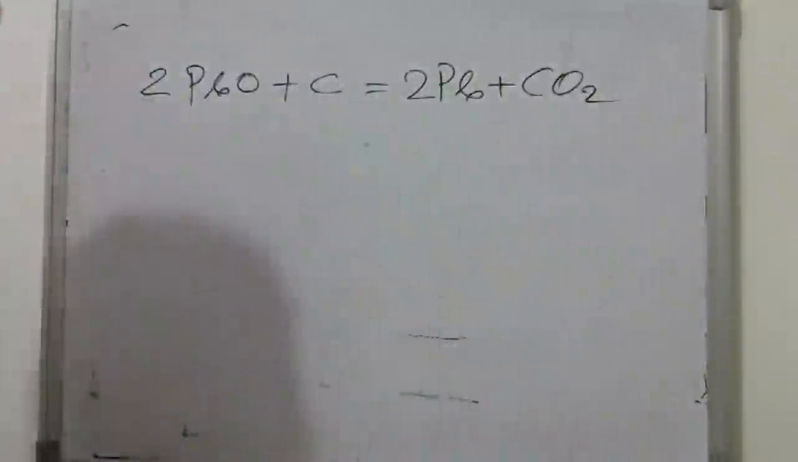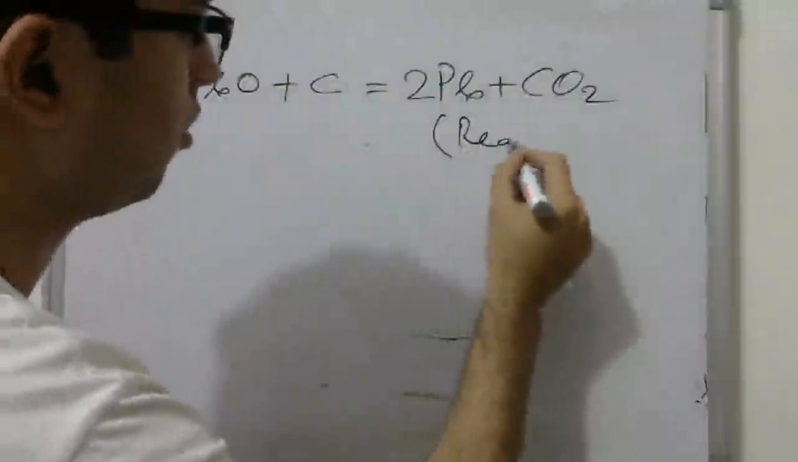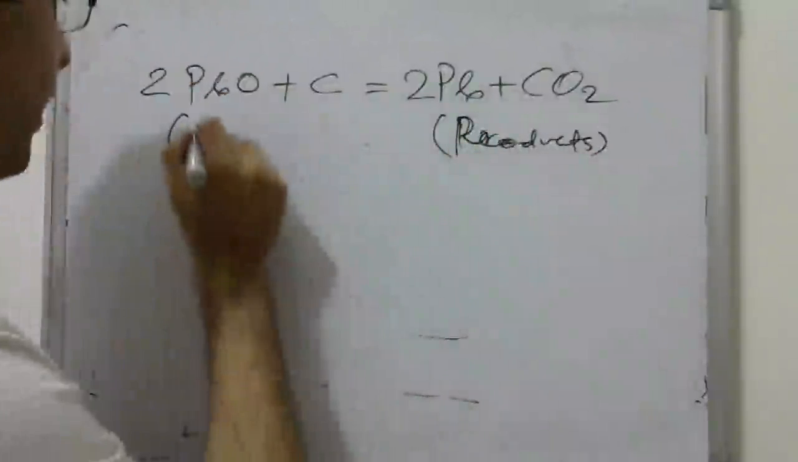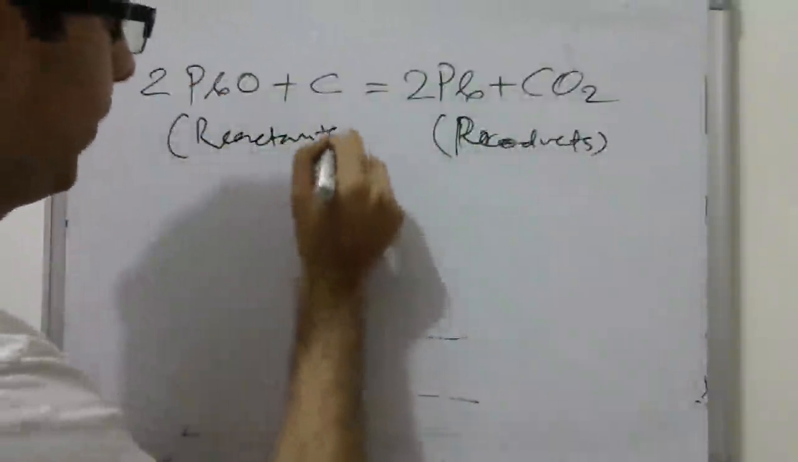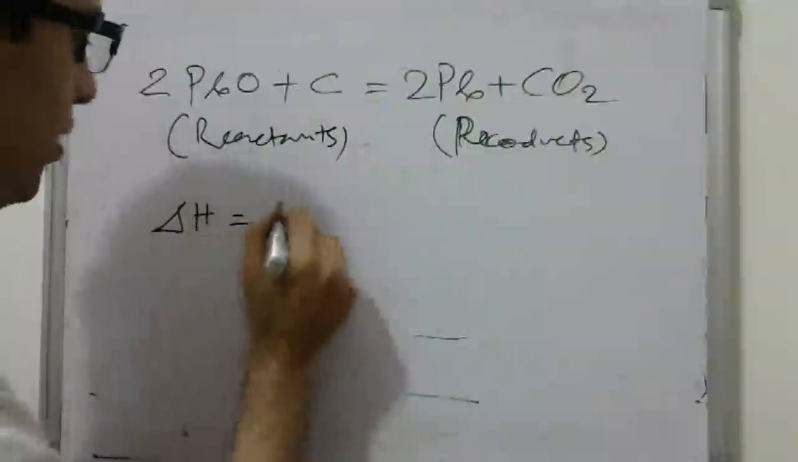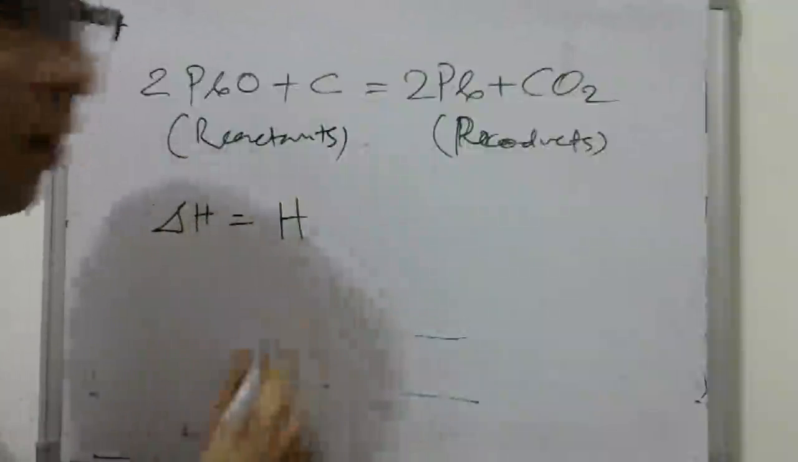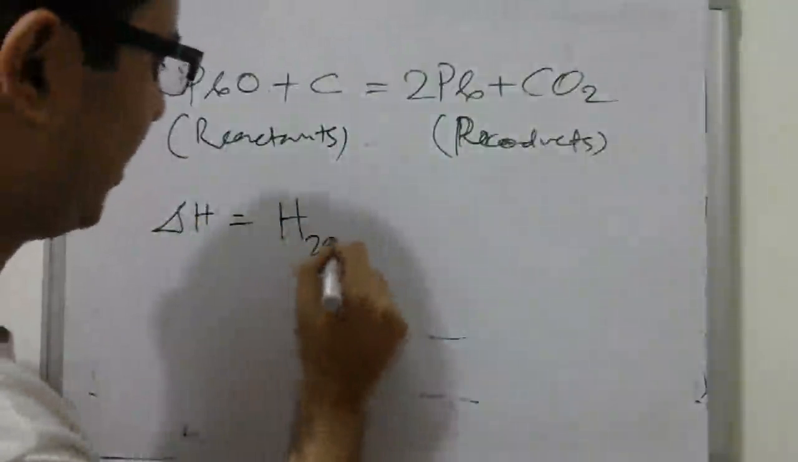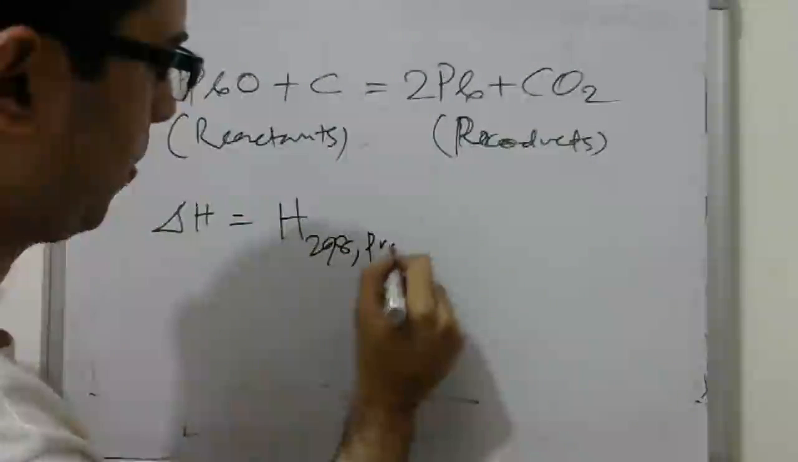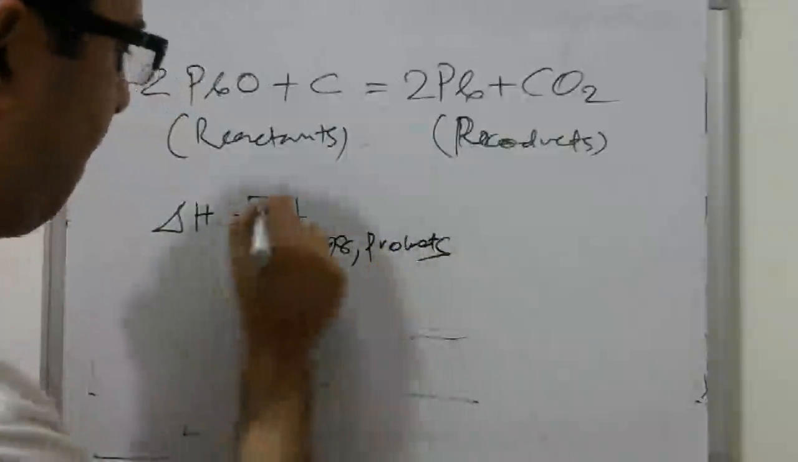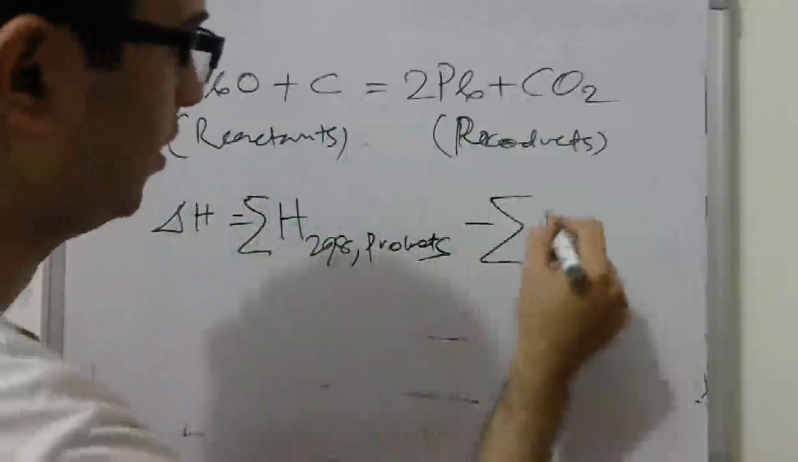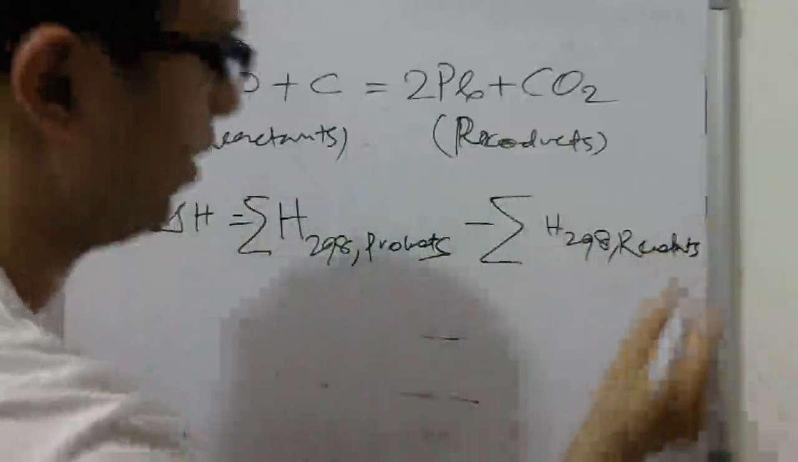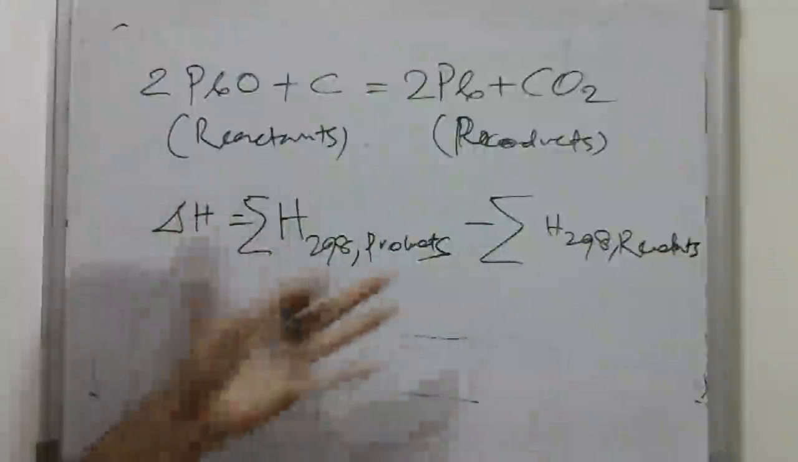So what you have been given, so this is the reactants, how you need to solve. This is the products and this is the reactants. So the enthalpy change is, everything is occurring at 298. So 298 of products minus 298 of reactants. Right? This is how, it's very straightforward.